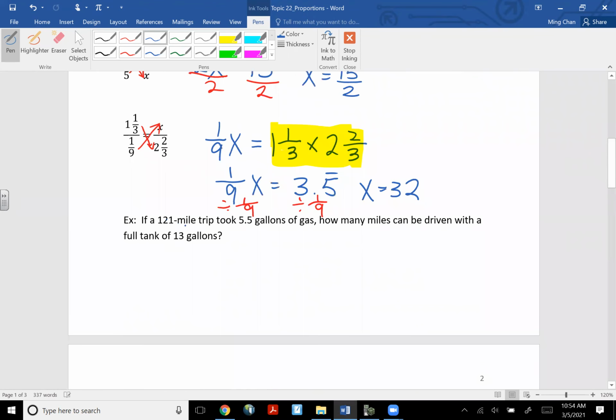In a 121-mile trip, it takes 5.5 gallons of gas. So that is a rate, right? Different units. So they start you off with a rate, and your units are miles and gallons. How many miles can be driven with a full tank of 13 gallons? So this is a typical proportion problem, right? Because if you have more gas, you're going to end up with more miles. And at home, if you make sweet tea, you are doing proportion. Or if you don't like sweet tea, you like Kool-Aid, you're dealing with proportion problems, right?